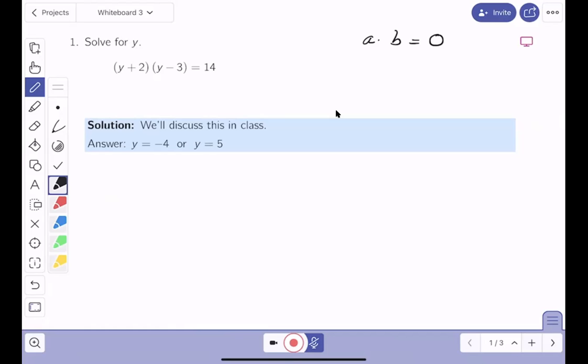So once I get it in the form though, it's really easy to write an answer down. Let's just say A is zero or B is zero. Right. So my claim over here is that this equation you're giving me is not in the proper form. So my first step would be just to simplify it. You would get y squared minus 3y plus 2y minus 6 equals 14. Well, this would give you y squared minus y minus 6 equals 14.